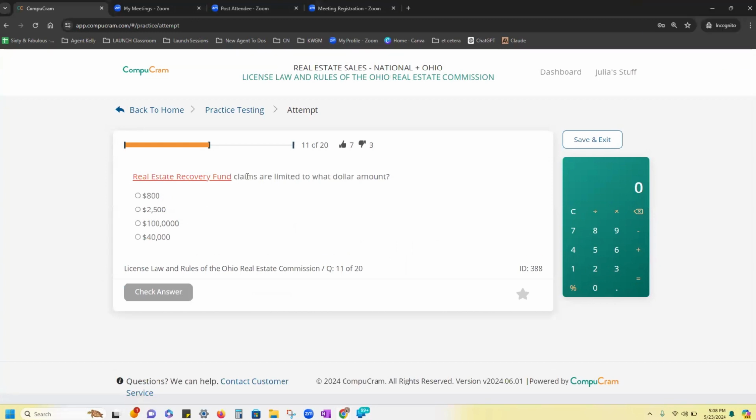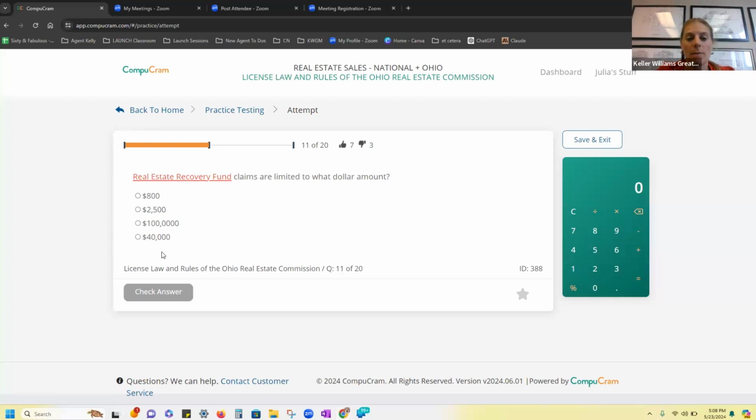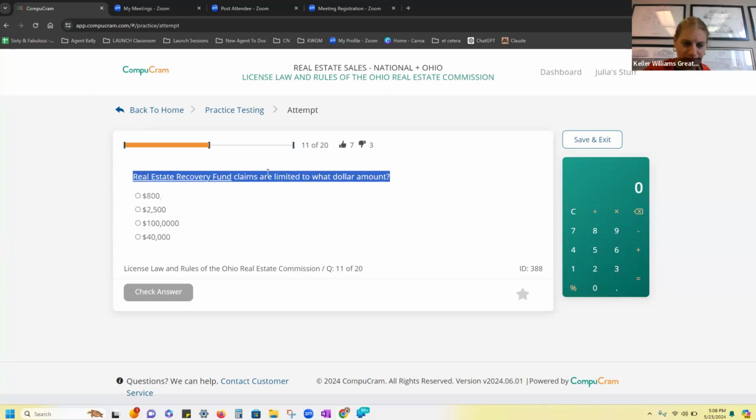Okay. So real estate recovery fund claims are limited to what dollar amount? Oh, I forget what this is. So A, $800, B, $2,500, C, 100,000, or is that a million? Or D, 40,000. Okay, so it's not C because that's just wrong in how they write it.